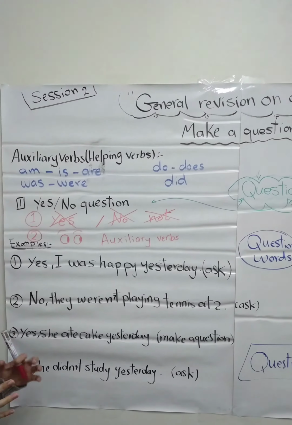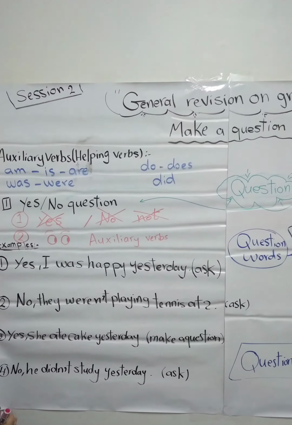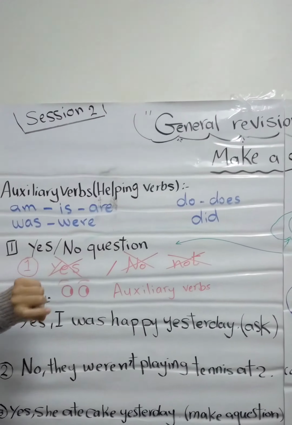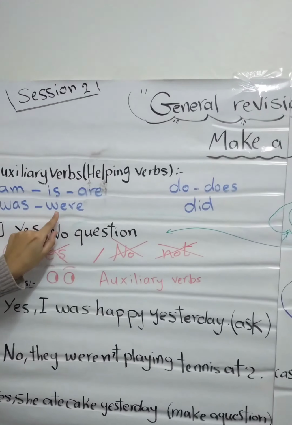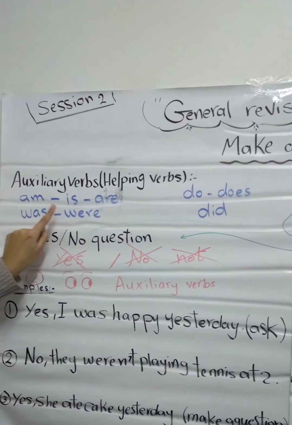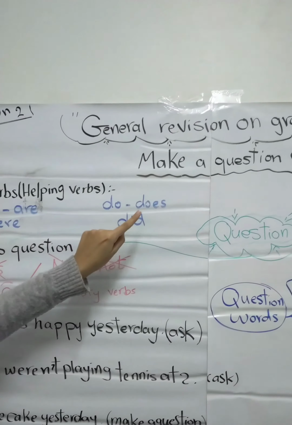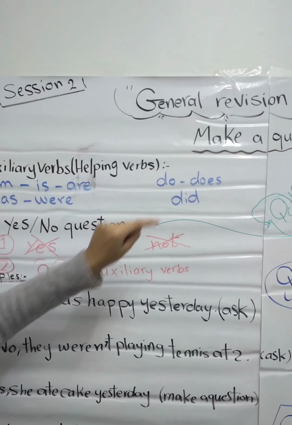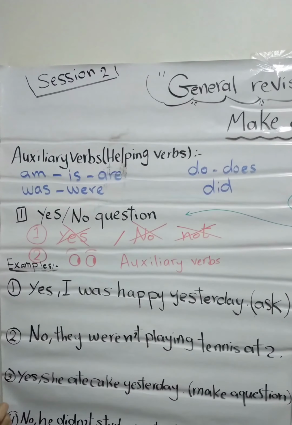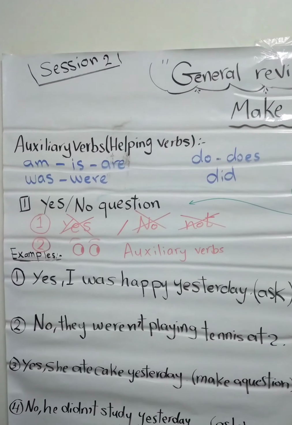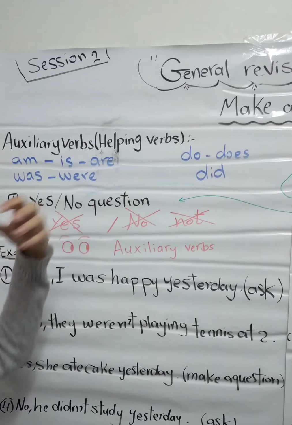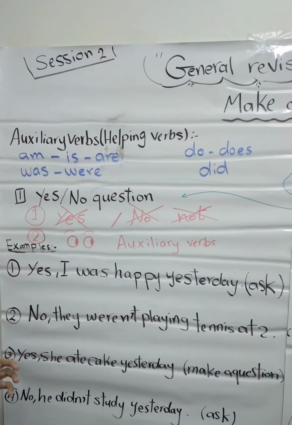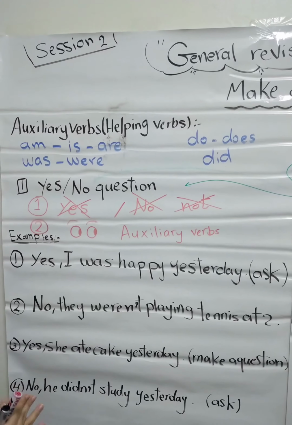Okay? To make a question correctly, we have to know and memorize auxiliary verbs or helping verbs like am, is, are, was, were, do, does, did. Again, am, is, are, was, were, do, does, did. In Arabic, Junior, these are auxiliary verbs or helping verbs, أو بالعربي الأفعال المساعدة. Why do we call them helping verbs؟ ليه بنسميهم الأفعال المساعدة؟ Because they help us to know the tense. عشان هم بيساعدونا نعرف التنس اللي احنا فيه، الزمن اللي احنا فيه.